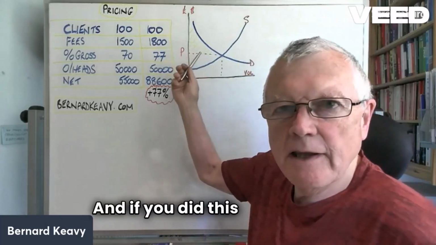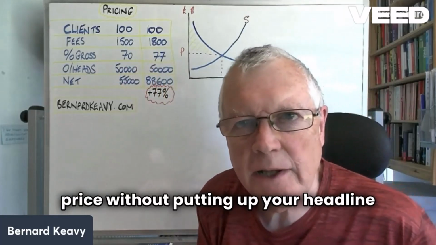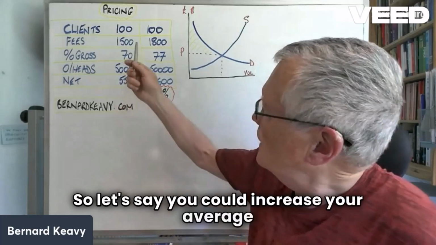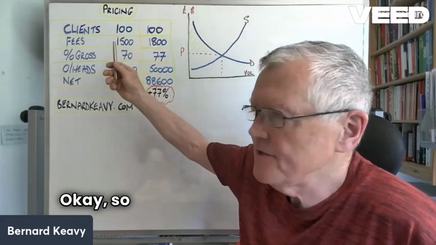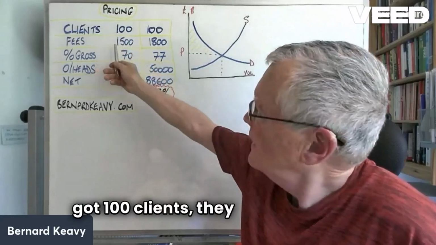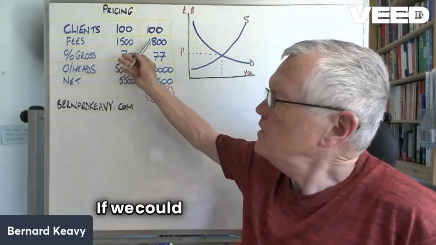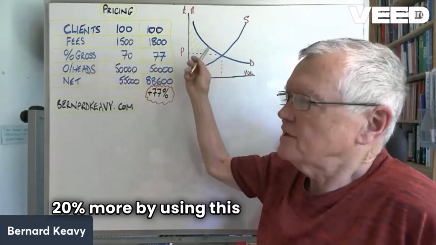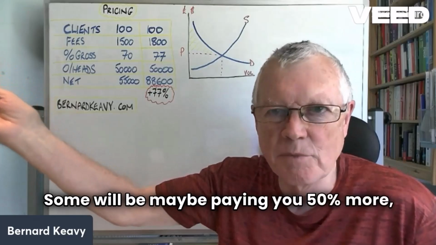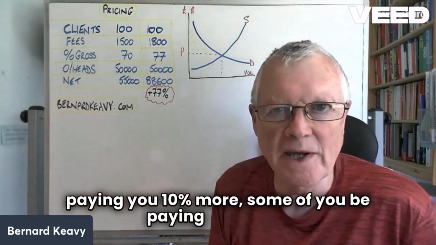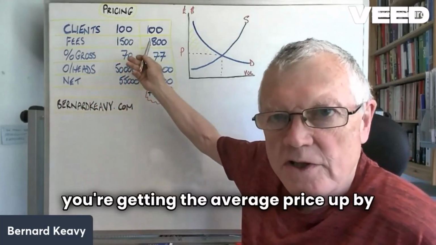And if you did this cleverly and properly, you could easily increase your average price without putting up your headline price. So let's say you could increase your average price or average fee by 20%. Okay, so we're starting out, we're saying we've got 100 clients. They pay us $1,500 or pounds a year for our services. If we could get them to pay us 20% more by using this sort of approach. Now, not everyone's paying you 20% more. Some will be maybe paying you 50% more. Some will be paying you 10% more. Some will be paying the same. But because you're differentially pricing, you're getting the average price up by 20%.